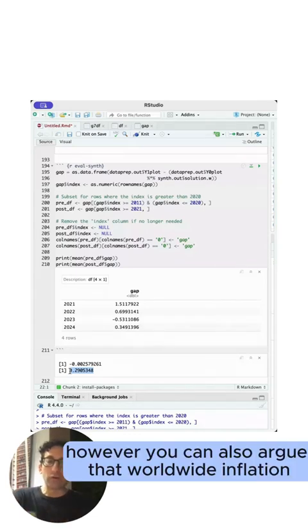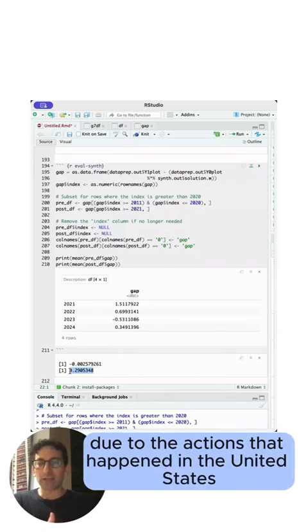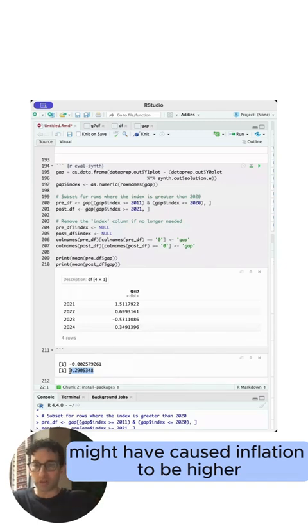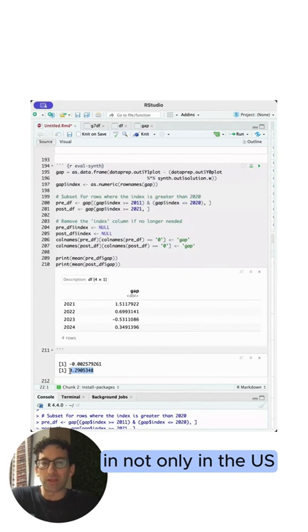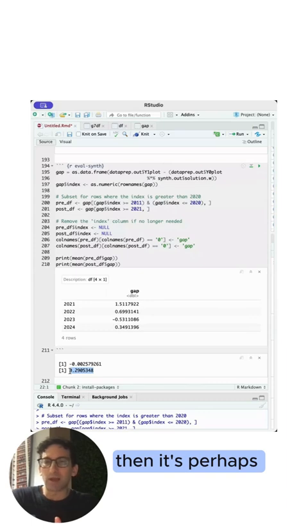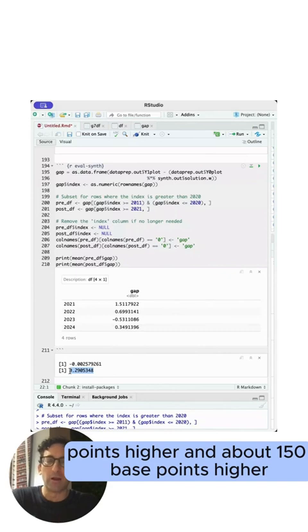However, you can also argue that worldwide inflation or inflation in advanced economies is in part due to the actions that happen in the United States. And so to the extent that the United States might have caused inflation to be higher, not only in the US, but also in advanced economies, then perhaps the true effect is somewhere between 30 basis points higher and about 150 basis points higher.